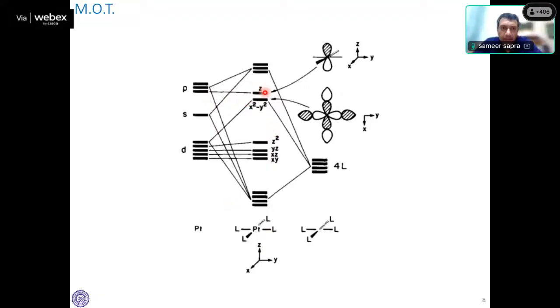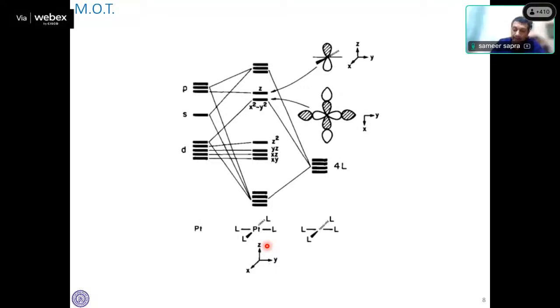Hardly Z would be interacting, hardly the rest of them would, because Z happens to be out of the plane and the ligands are in the XY plane. So that's what these things are. Now, what I have to worry about is when I stack them together. The moment I stack them together, the stacking direction will be the Z direction.